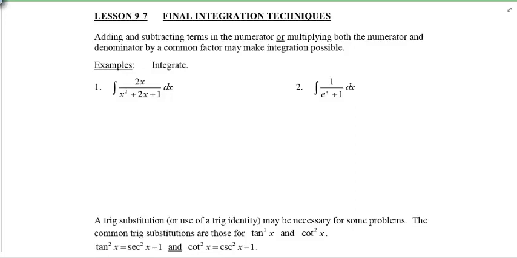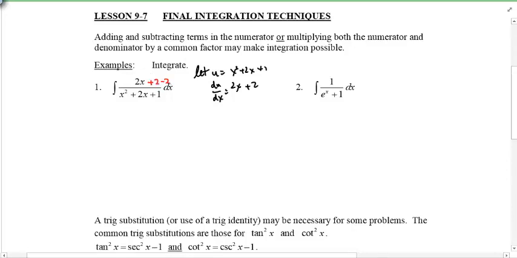So in this particular example, notice how I have 2x over x squared plus 2x plus 1. And if I actually did u substitution, and don't write this down, but if I did do u substitution, you'll see that the derivative du/dx is equal to 2x plus 2. I don't have 2x plus 2, do I? I just have 2x.